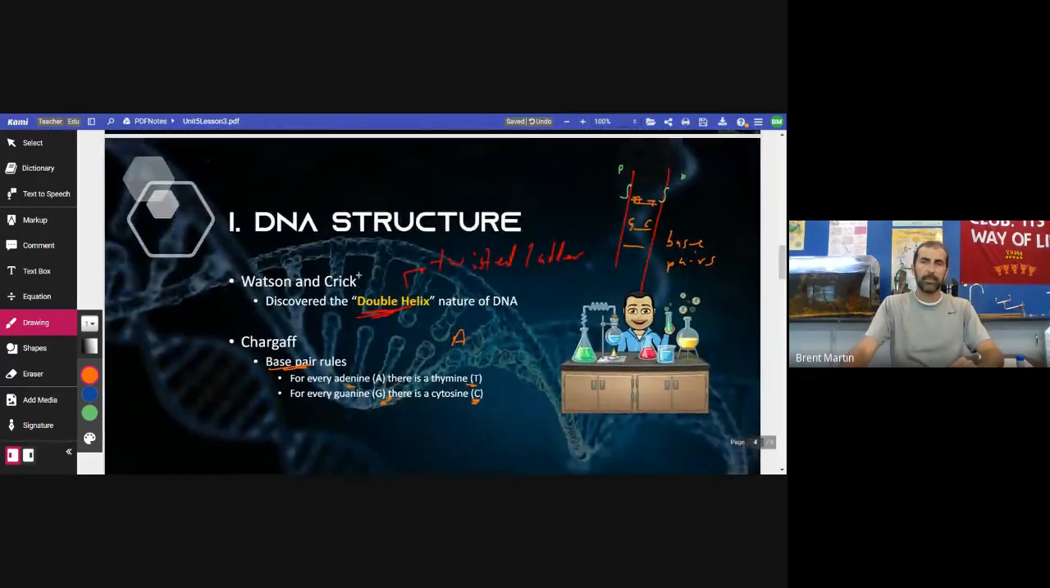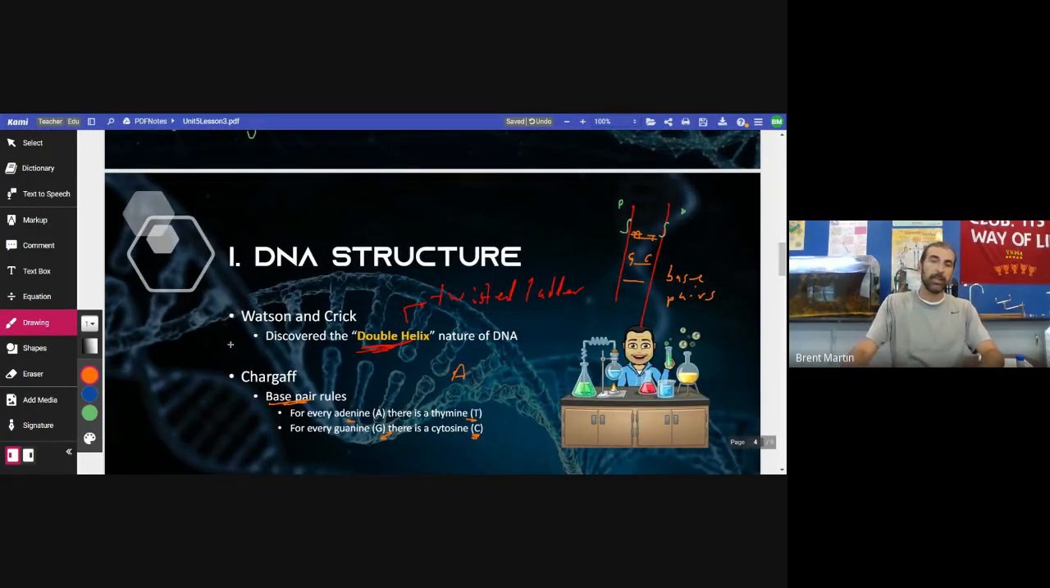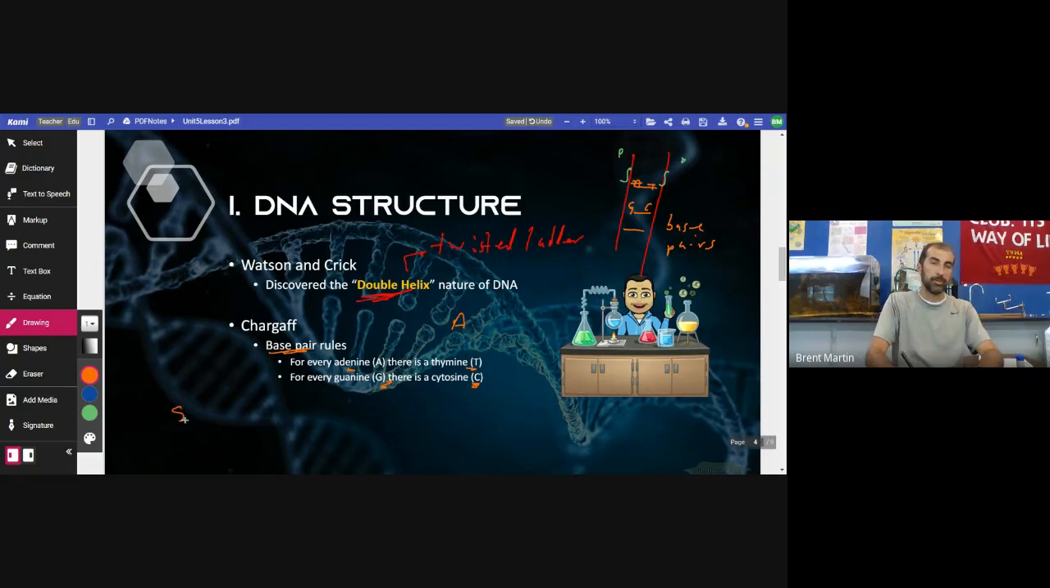They call the actual sides of the ladder the sugar phosphate backbone. So you might want to remember that. It is called the sugar phosphate backbone. All right.